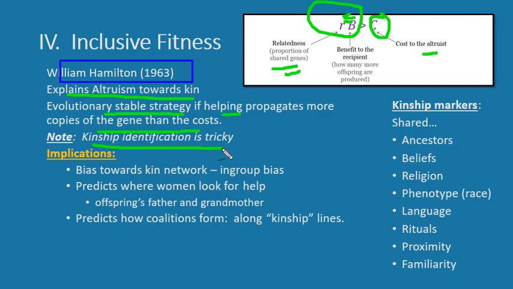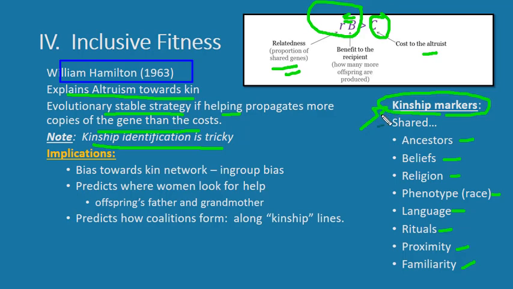So you'll note, though, with humans, kinship identification is tricky. We don't have a serial number where we can check and see if somebody is our kin or not. So there's all these kinship markers that we use instead, where if we believe we have a common ancestor, or if somebody has similar beliefs to us, same religion, same phenotype, in other words, they look like they're the same people as us, the same kind of race, if we share a language, if we have similar rituals, proximity, familiarity, all these things are markers.